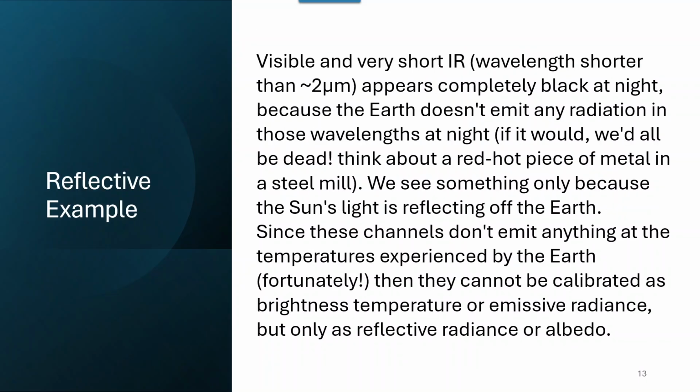Let's now look at a reflective example. Visible and very short IR, wavelengths shorter than approximately 2 micrometers, appears completely black at night because the Earth doesn't emit any radiation in those wavelengths at night. If it would, we'd all be dead. Think about a red hot piece of metal in a steel mill. We see something only because the sun's light is reflecting off the Earth.